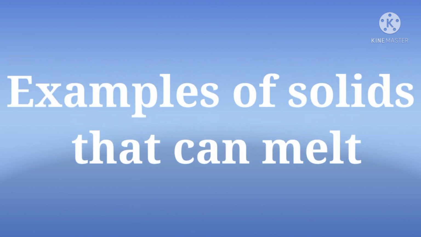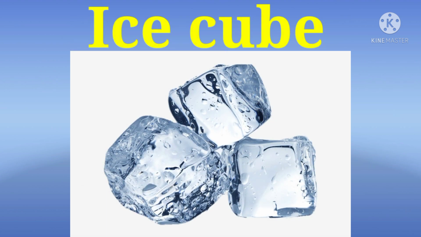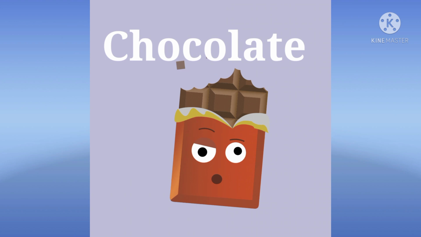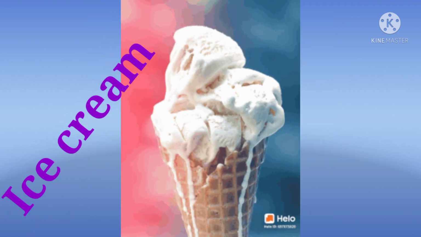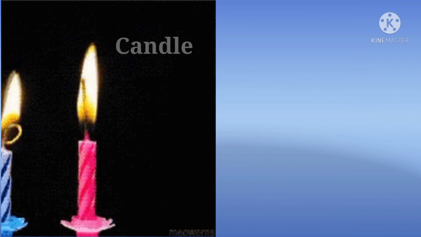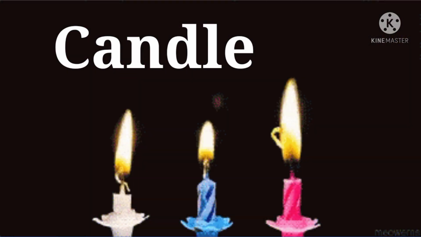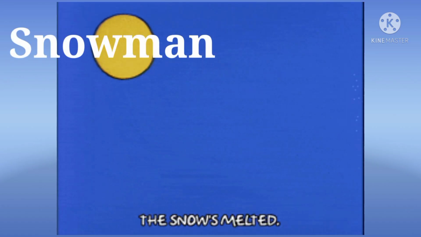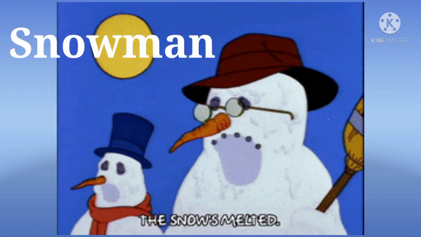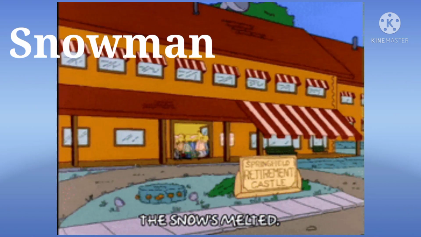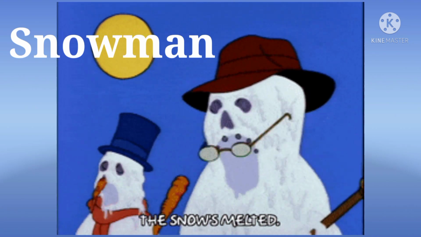Now, let's take a look at some examples of solids that can melt. Number 1, we have ice cube. Number 2, we have chocolate. Number 3, we have ice cream. Number 4, candle. Number 5, snowman. Beautiful.